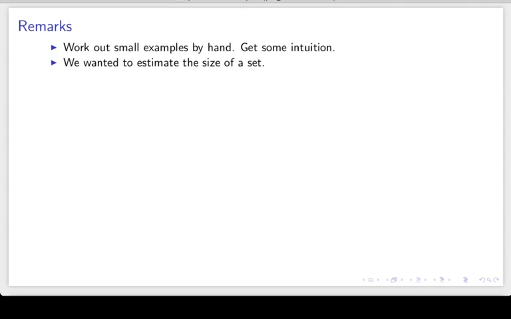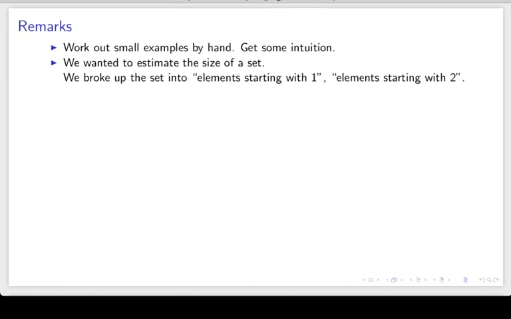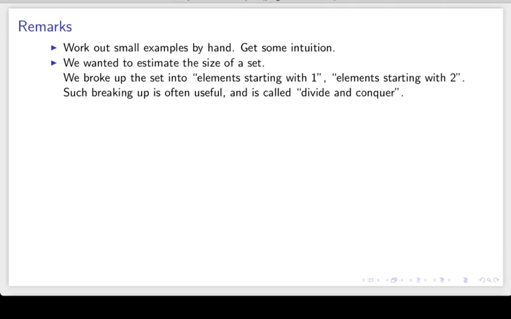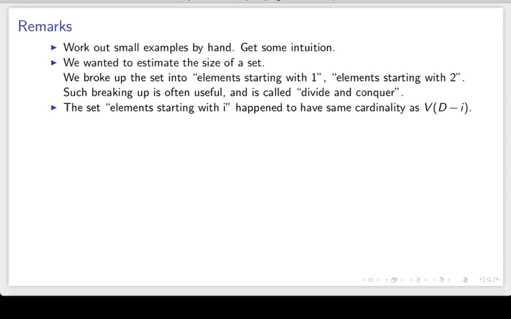All right, so some concluding remarks. When we are designing algorithms, first what you should do is work out small examples by hand, get some intuition, so see what is going on. Now we wanted to estimate the size of a set, the set being the set of poetic meters. We broke up the set into elements starting with 1 and elements starting with 2. Such breaking up is often useful. So we didn't estimate the size of the set that we were given. We said, let's break it up. And such breaking up and estimating the sizes of the subsets is a very standard strategy. It is called divide and conquer. We'll see many examples of it.